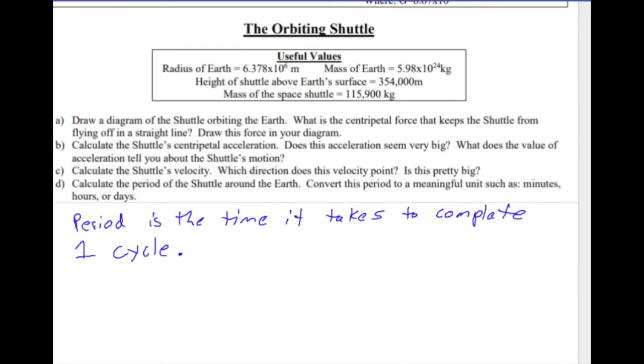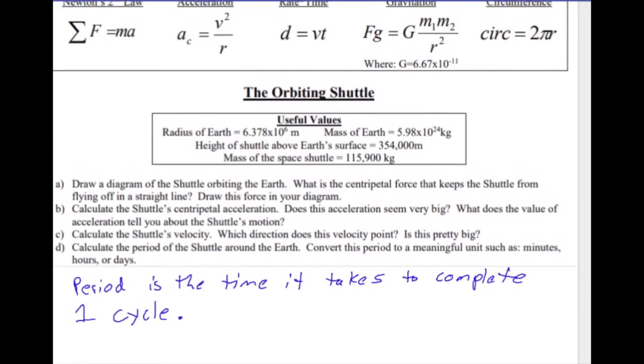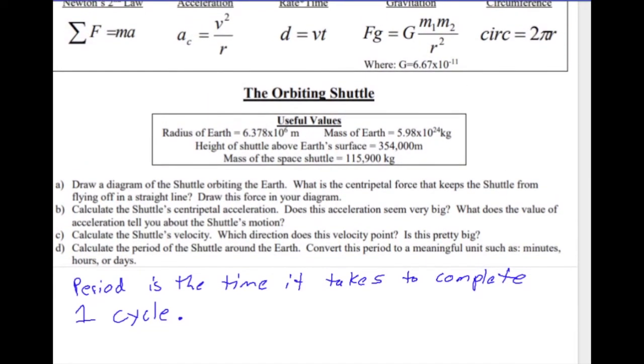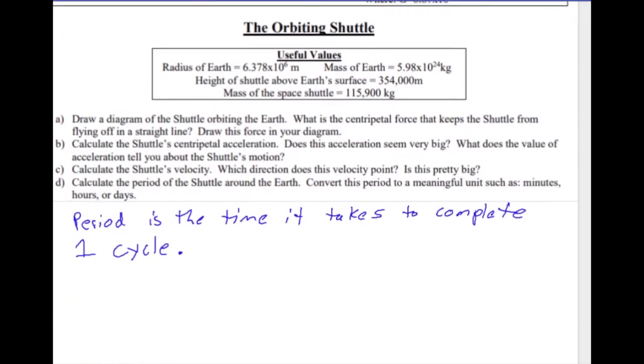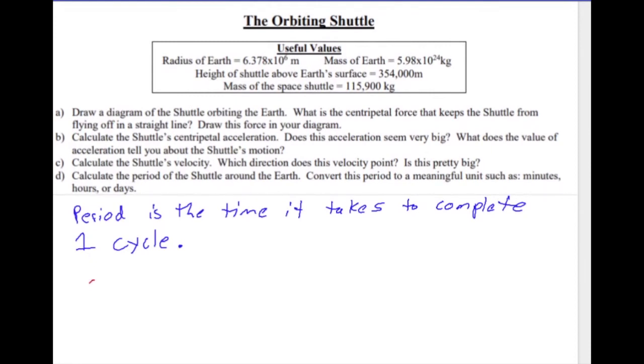Well, let's go ahead and solve for our shuttle problem here. In order to solve for this period, we're going to need to take this equation: distance equals rate times time, because the time is the period in this equation. So I'm going to bring that down below. D equals V times T. Awesome. I just solved for V in my last problem, right?